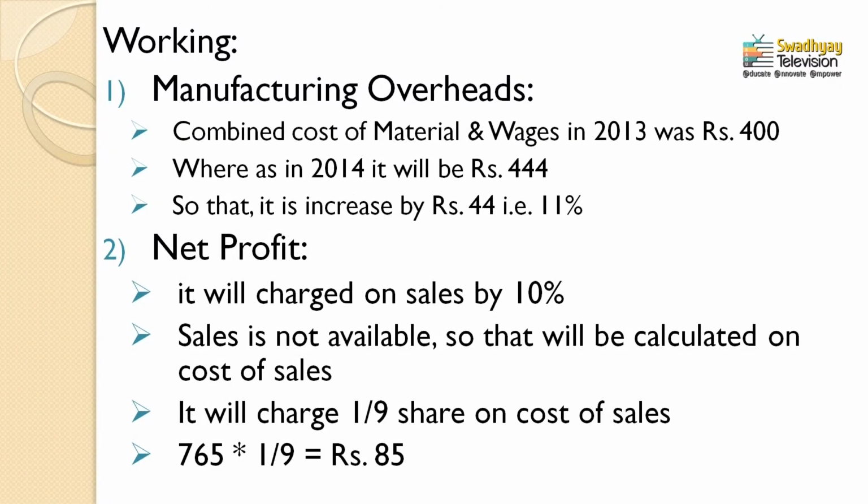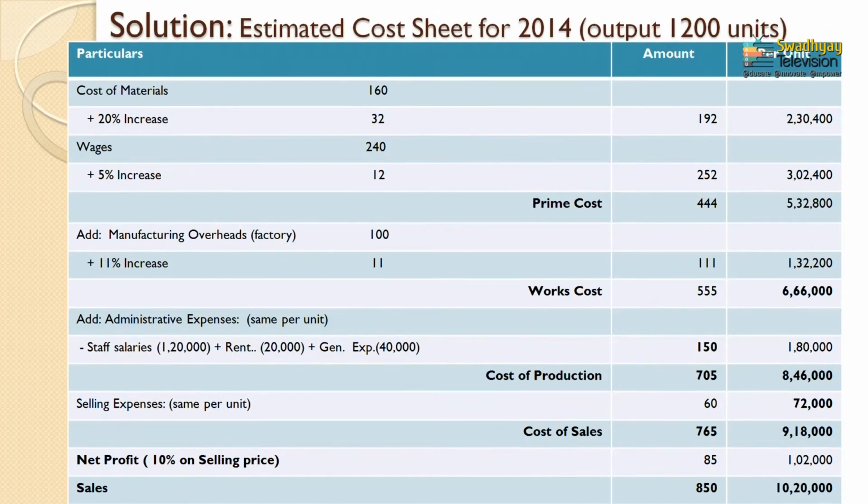See here, in the year 2014 it will be 444 rupees, which was earlier 400 rupees. So, it means that it is increased by 44. It is increased by 44, which comes to a change of 11%. This year it is 444, the last year it was 400. So, the change of 44 is actually the change that was incurred here, and whatever amount it is will be reflected in the manufacturing overheads.